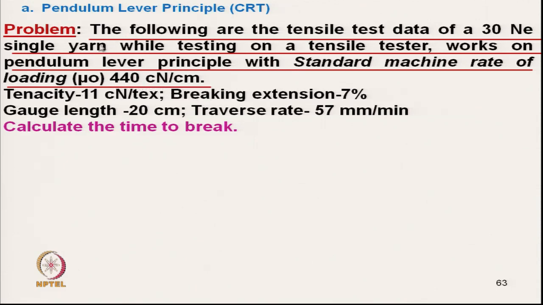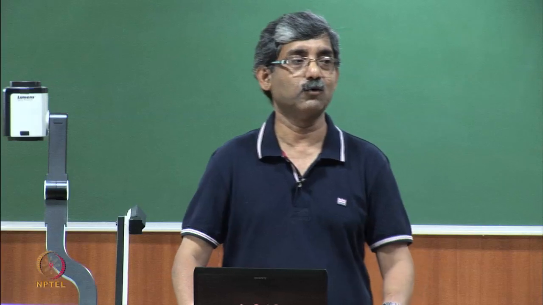That is the standard machine rate of loading which is given here, and the breaking tenacity of the yarn is given as 11 centinewton per tex, and the breaking extension is given as 7%. The gauge length is 20 centimeter, that means the distance between upper jaw and lower jaw, and the traverse rate is given as 57 millimeter per minute. Calculate the time to break. So, we have to calculate now the time to break.